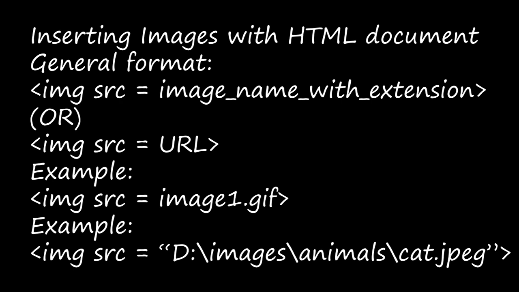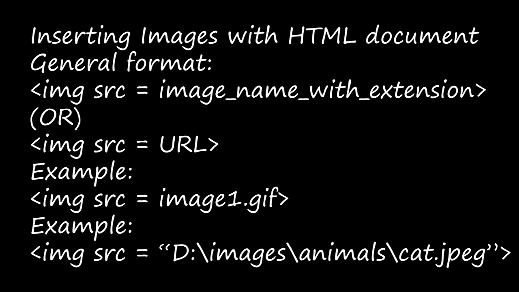So inside the img tag you have to give the source, that is src. This is used to add images in an HTML document. The general format is img space src equal to, and then you have to give the image name with extension. Or if it is a link, you can give img src equal to, and then you can give the URL.